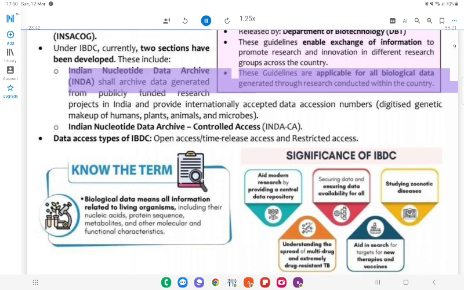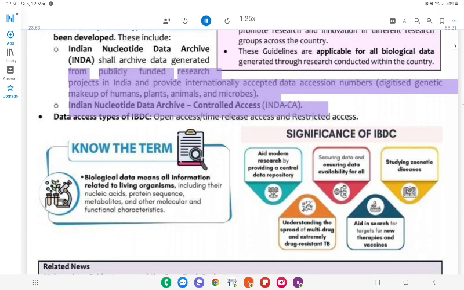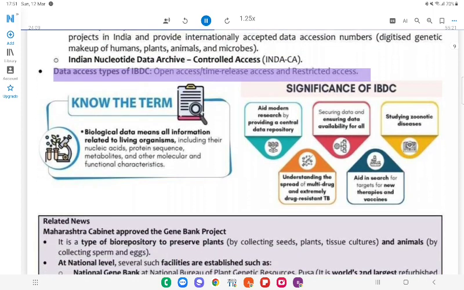These include Indian Nucleotide Data Archive. These guidelines are applicable for all biological data. INDA shall archive data generated through research conducted within the country from publicly funded research projects in India and provide internationally accepted data accession numbers, digitized genetic makeup of humans, plants, animals, and microbes. Indian Nucleotide Data Archive controlled access, DACA. Data access types of IBDC: open access, time release access, and restricted access.